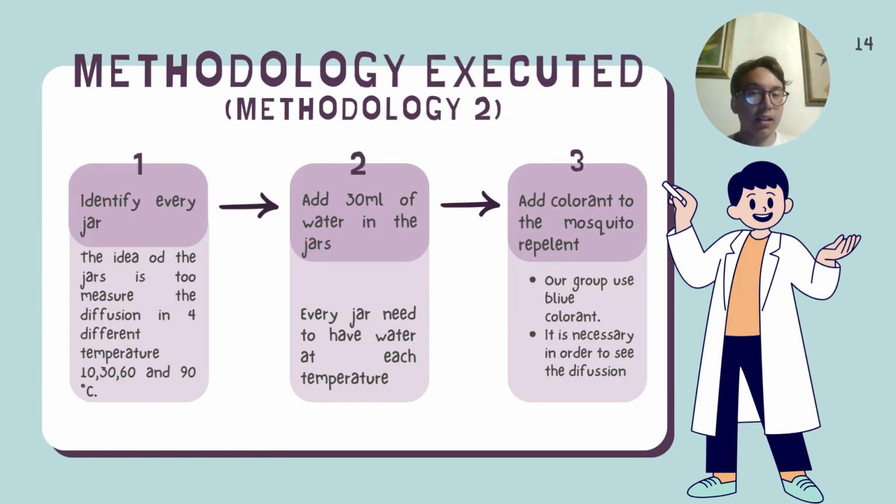Now this is the methodology that we use in order to obtain the diffusion. First, we identified every jar that we use because we are going to use different temperatures for the water, which in our case were 10, 30, 60, and 90. Then we add 30 milliliters of water in every jar, and it's necessary that every jar have the water at each temperature, and then we add colorant to the mosquito repellent. In our case, we use blue colorant, and it's necessary in order to see the diffusion.